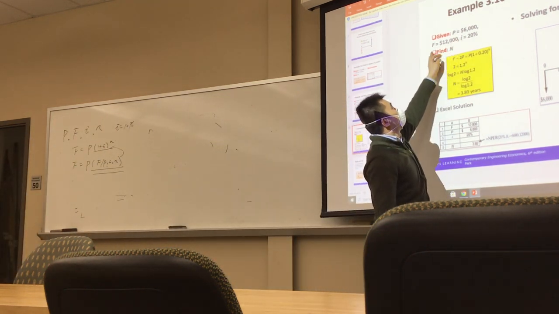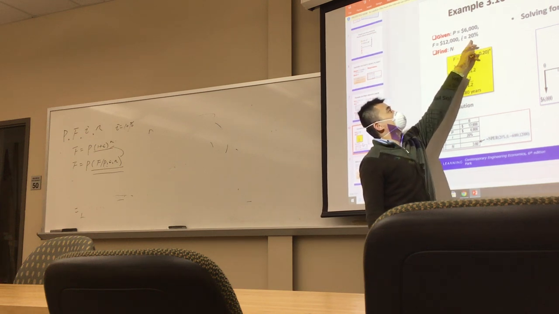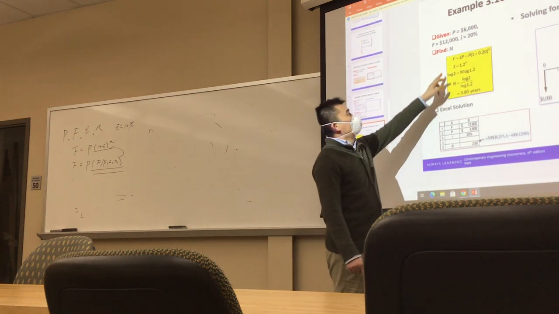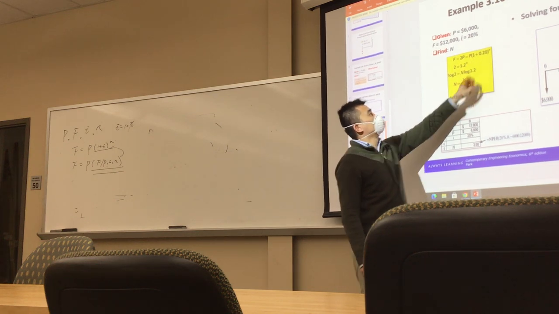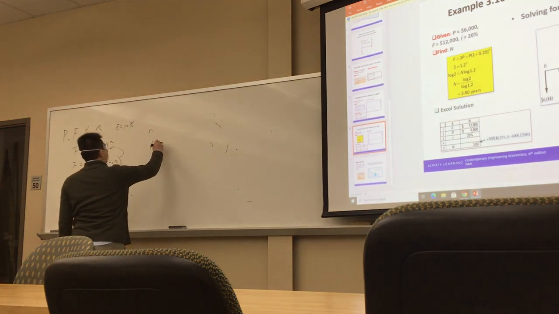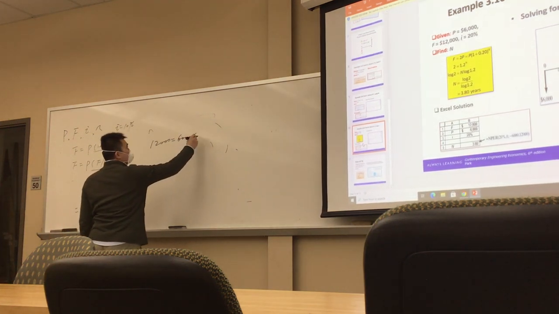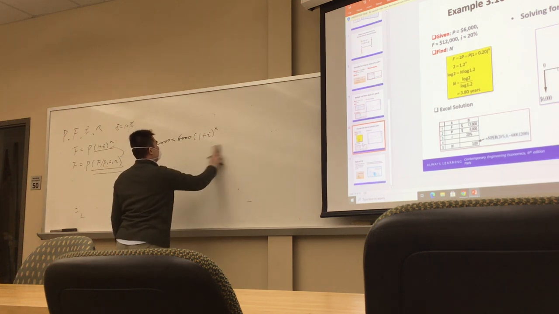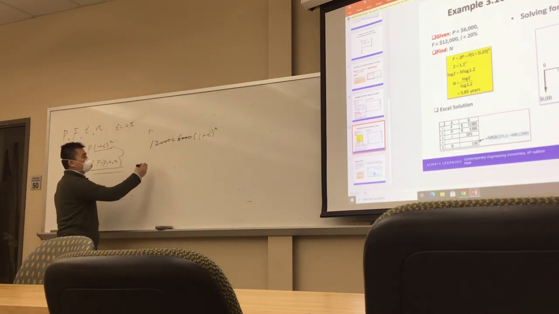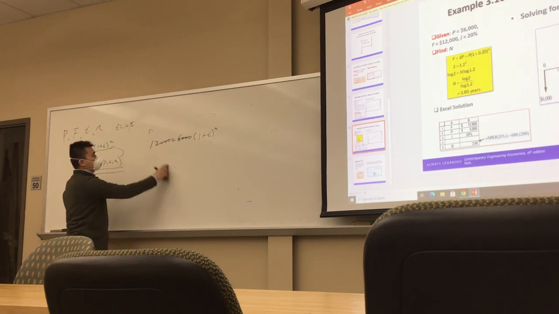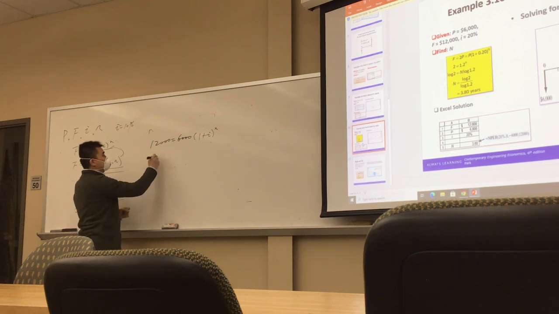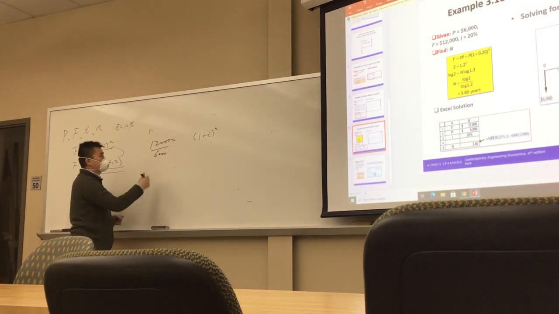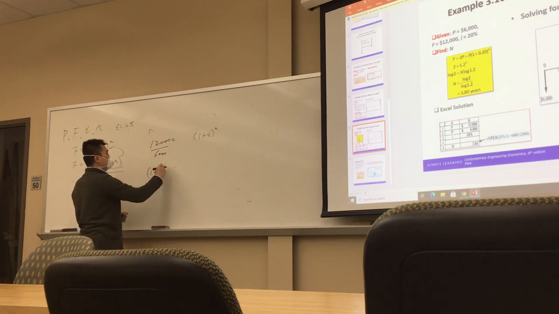If we know P is 6,000, F is 12,000, and I is 20%, how many years can we get? You can get it. F is 12,000, equal to 6,000 times 1 plus I to the power of n. Right, and then if we divide by 6,000 on both sides, this will be gone, right? And then 1 plus I to the power of n equals 2.